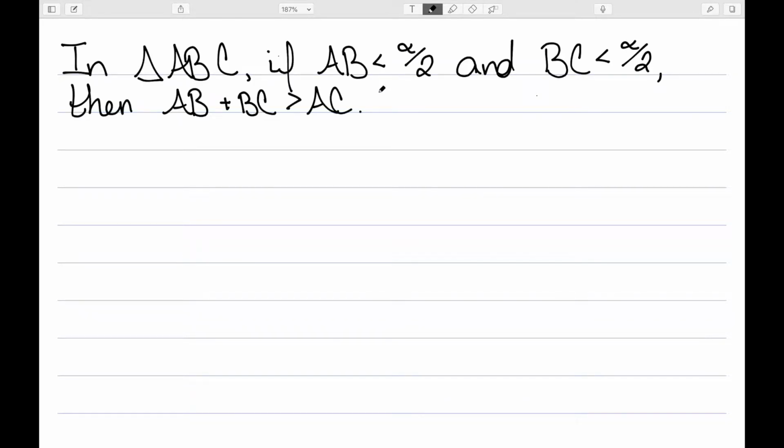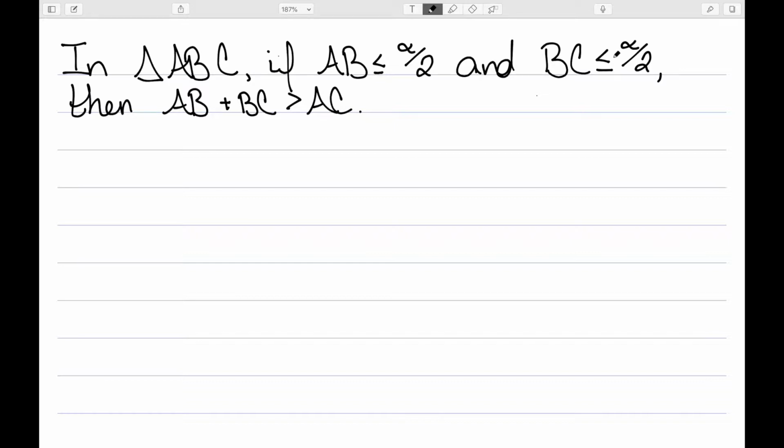The exterior angle inequality gives us a lot of other inequalities for triangles. The first of which, in our triangle ABC, if AB is greater than alpha over 2 and BC is greater than alpha over 2, then the distance between A and B plus the distance between B and C is greater than the distance between A and C. So if I add up two of the sides, it should be bigger than the third.